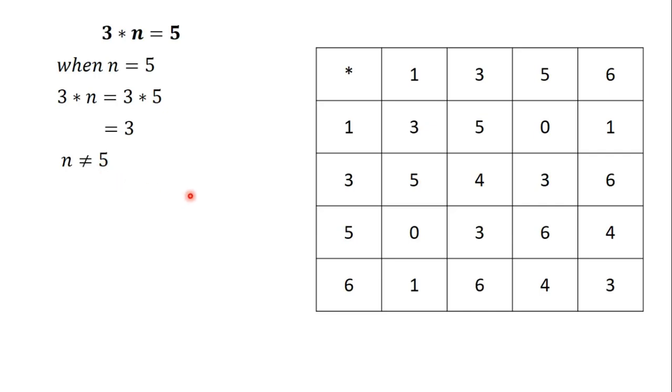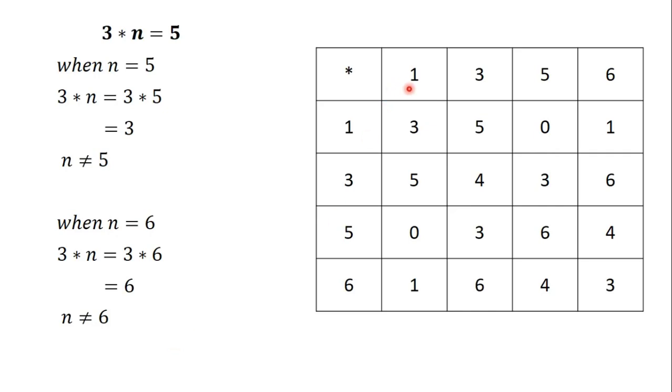Let's try the last one and see if it will satisfy the equation. The last one is 6. When n is equal to 6, 3 star n will be equal to 3 star 6. From the table, 3 star 6 is 6. So 3 star 6 is equal to 6. But from our equation, 3 star n should give us 5. When n is equal to 6, 3 star 6 is giving us 6. 6 is not equal to 5. That means that n is equal to 6 will not satisfy the equation. So n is not equal to 6.